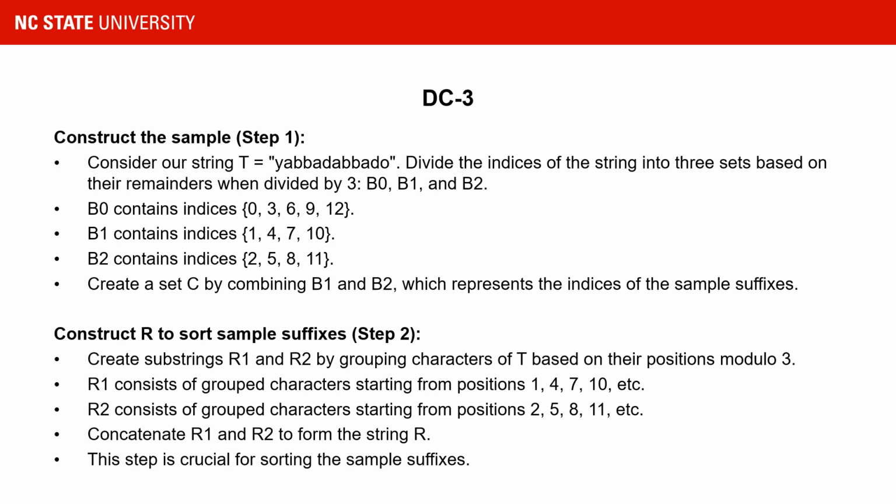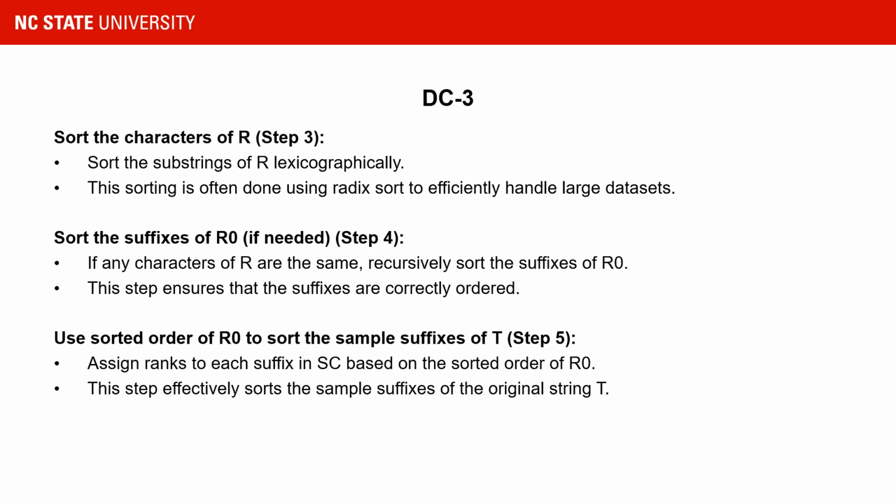The second step in the DC-3 algorithm involves constructing R to sort the sample suffixes. We create substrings R1 and R2 by grouping characters of T based on their positions modulo 3. R1 consists of grouped characters starting from positions 1, 4, 7, 10, etc. R2 consists of grouped characters starting from positions 2, 5, 8, 11, etc. Then we concatenate R1 and R2 to form the string R. This step is very crucial for sorting the sample suffixes.